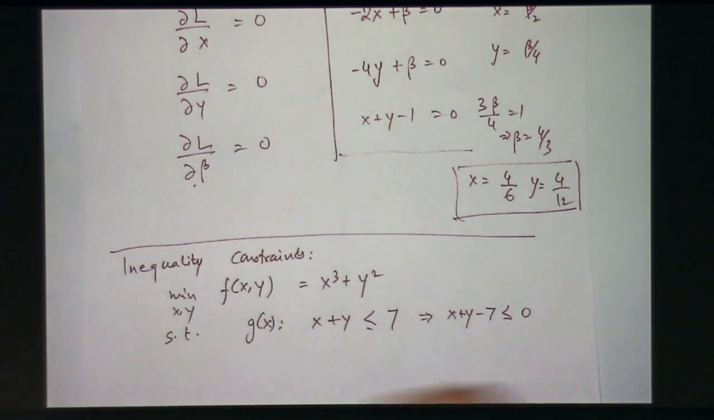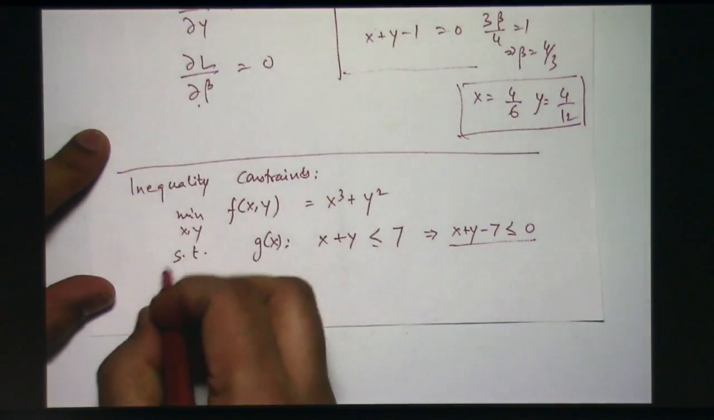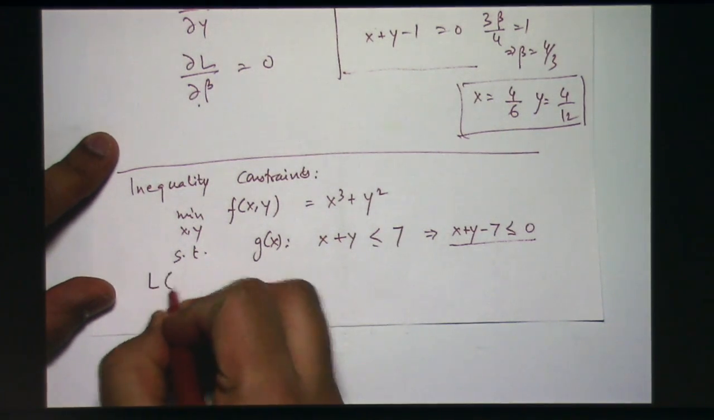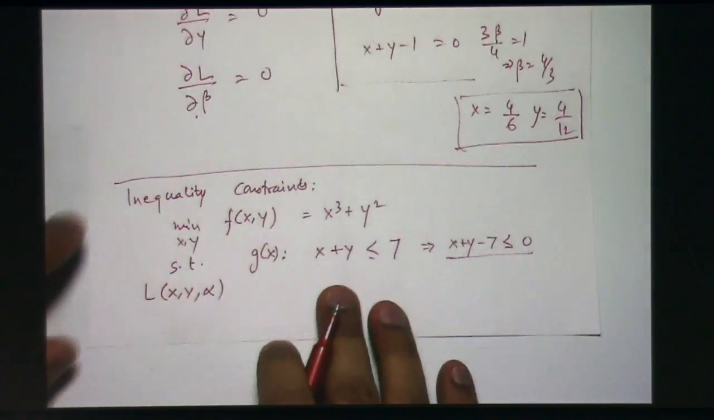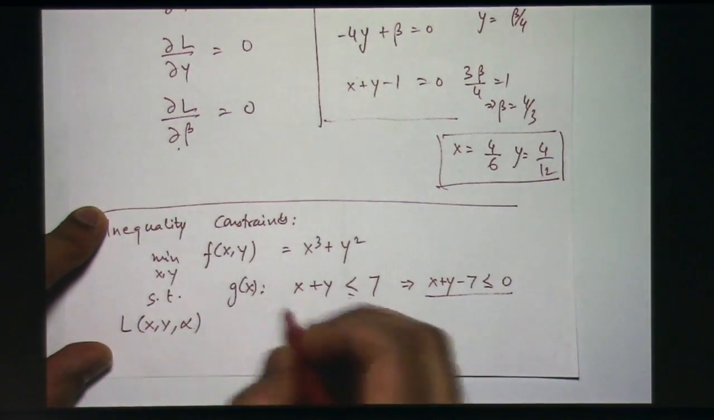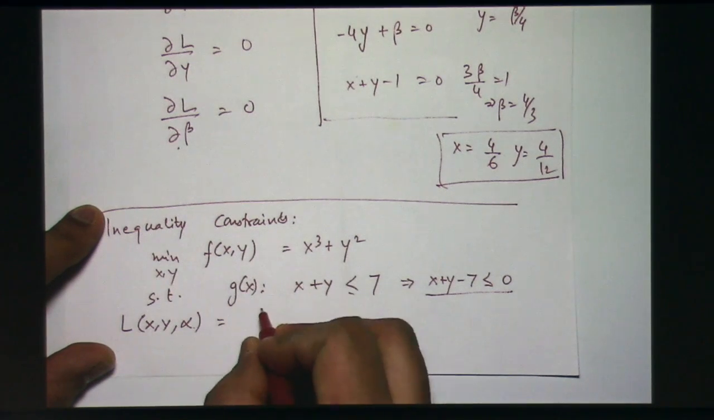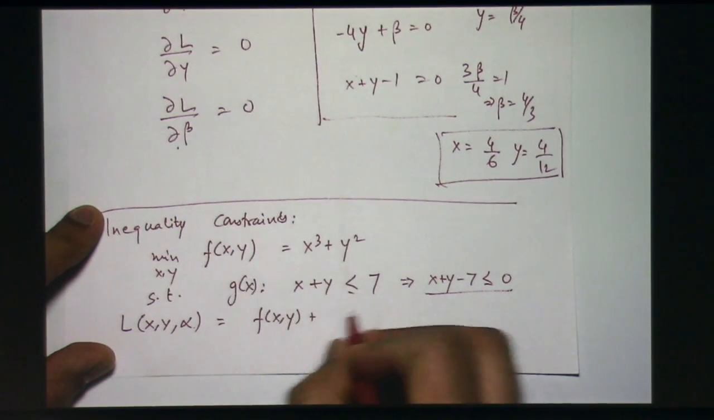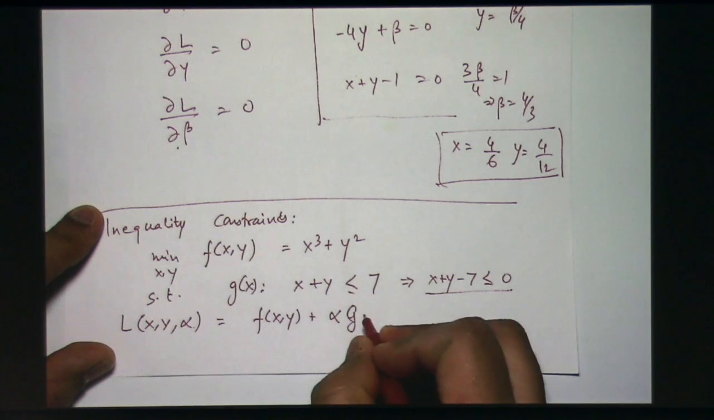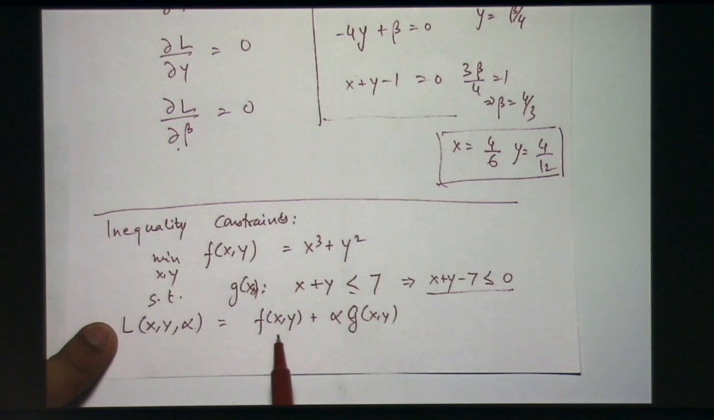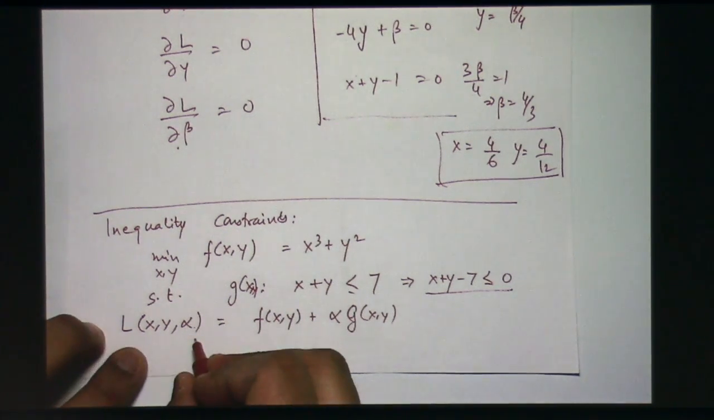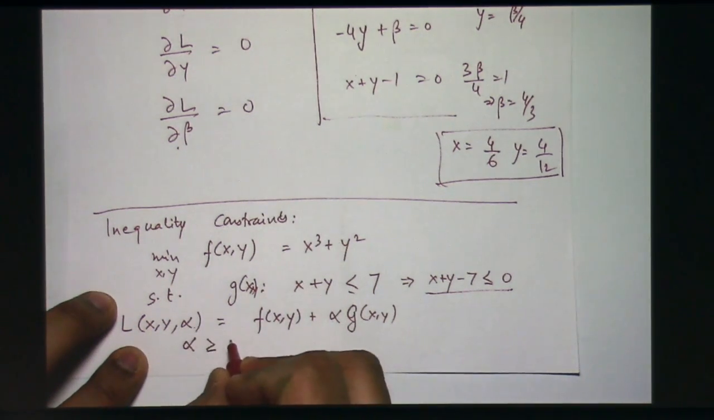If you have a greater than sign, you can always put a negative sign and bring it here. But let's say all of our constraints look like this. Then you can introduce a new Lagrangian function, which is a function of x, y, and alpha. I'm using alpha just to differentiate between equality and inequality, but these are just scalar values. This is given by f of x, y plus alpha times g of x, y, right? Now we solve this, but here we put an extra constraint that alpha is positive.